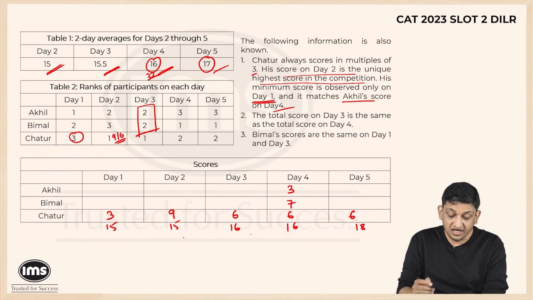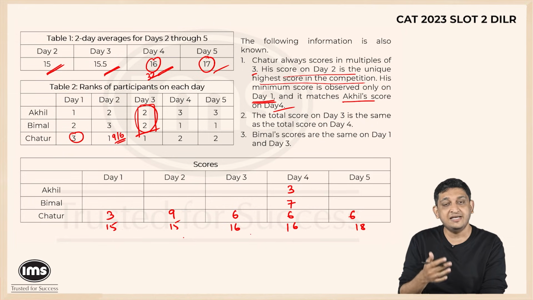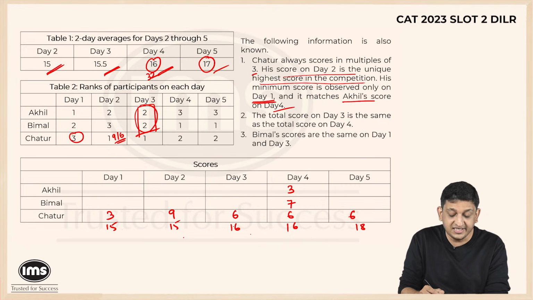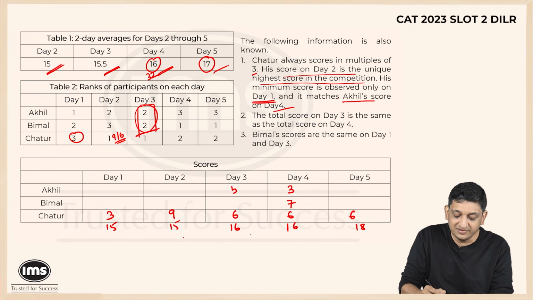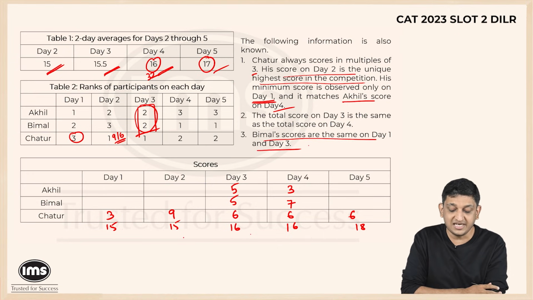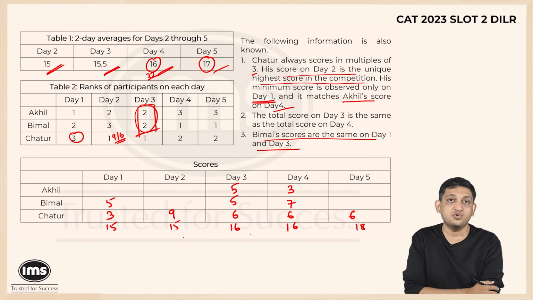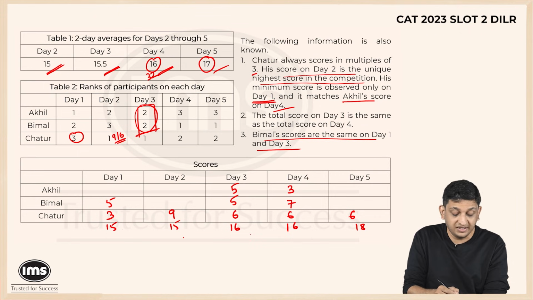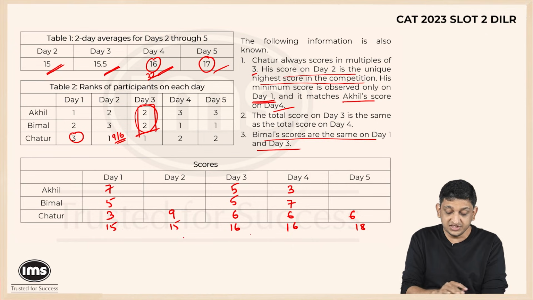We also know that on day 3, this bit of information that I mentioned, that Akhil and Bimal are ranked the same, which means that they will have picked the same number. On day 3, if you look at it, 16 is the total and Chatur has picked 6. The remaining two would have picked the same number, which adds to 10, which basically means that both of them would have picked 5. We also know that Bimal's scores are the same on day 1 and day 3. So day 3, if Bimal is scoring 5, day 1 Bimal would have scored a 5 again. The total of day 1 is 15, 5 plus 3 is 8, which means that Akhil would have scored a 7 on day 1. So this is what we have here.